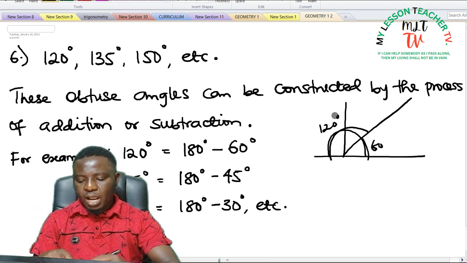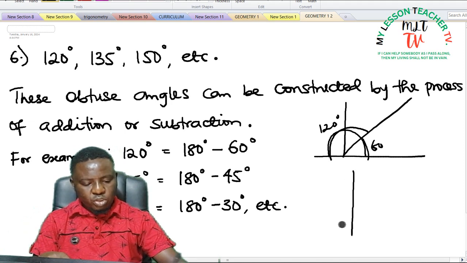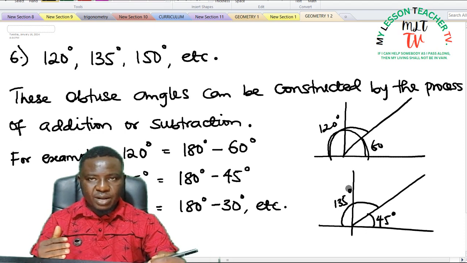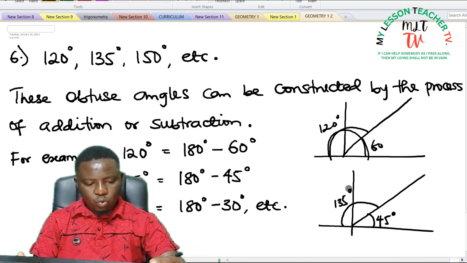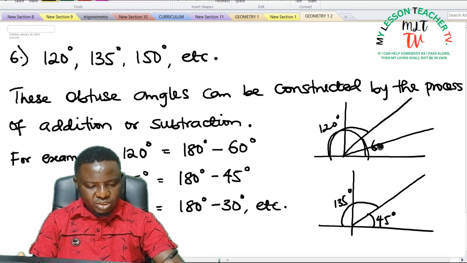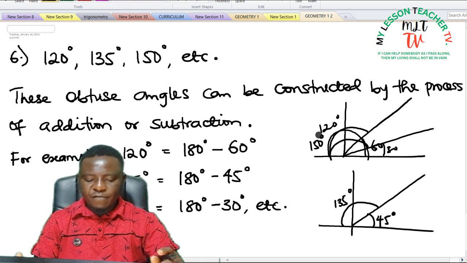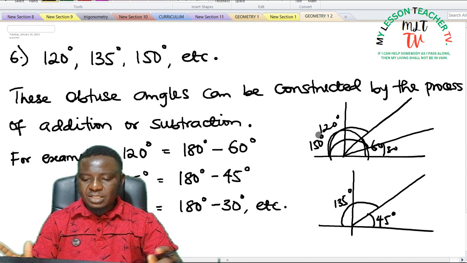So while constructing angle 60 degrees, the obtuse angle you get at the other side is said to be 120 degrees. Also, for angle 135 degrees, when you construct angle 45 degrees, the obtuse angle you get at the other side is said to be 135 degrees for the same reason. For 180 minus 45 is 135. And also, when you bisect 60 degrees to get 30 degrees, the obtuse angle you get at the other end is said to be 150 degrees. So this is how you can get all the special angles as required.